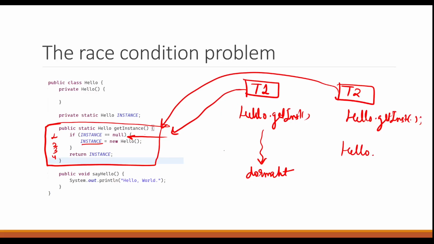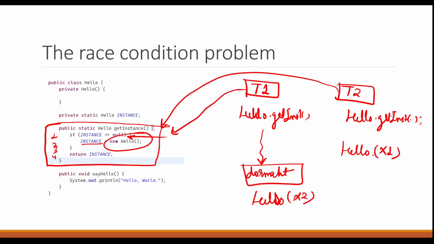Now thread 1 got back from sleep. It started its execution again, and it continued from line number 2, and it also calls this line of code, which is line number 2, and creates its own instance. So now this hello is different from the hello which thread 2 is using. And this is a major problem in multiple ways, because first of all, this is not what the singleton is made for. Singleton is made for having one instance of an object that you have.